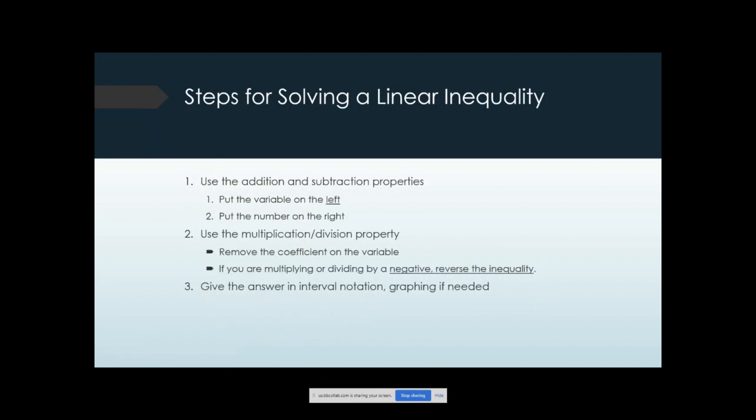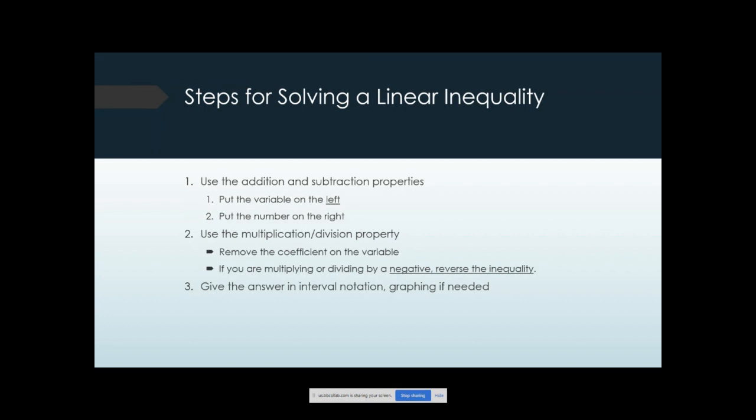Okay, so steps for solving a linear inequality. Step 1 is to use the addition and subtraction properties just like you would for an equation. The one thing is with an equation, it doesn't matter which side the variable is on, but when we have inequalities, the variable needs to be on the left. So always put your variable on the left side and make sure that your numbers are on the right.